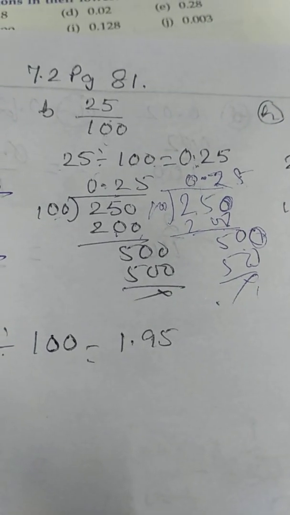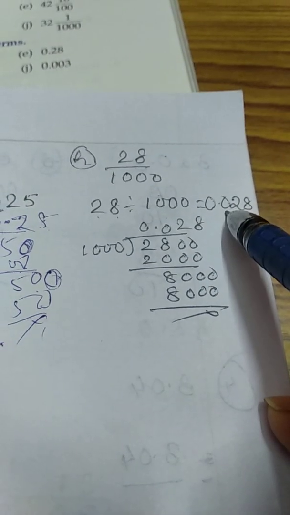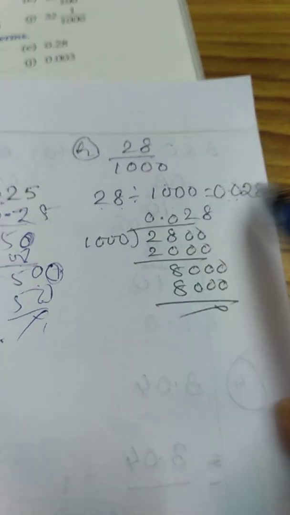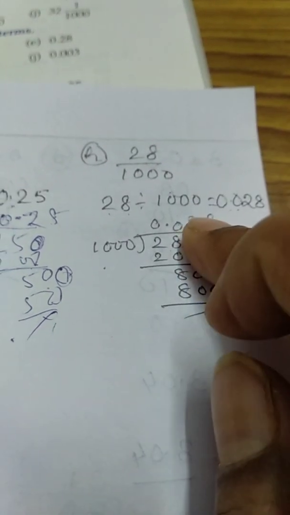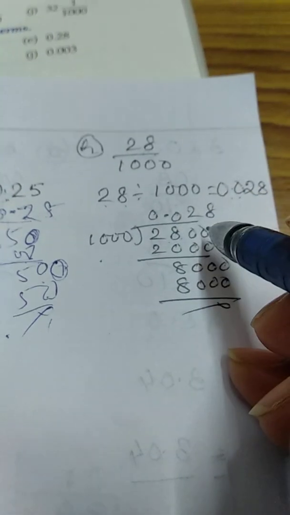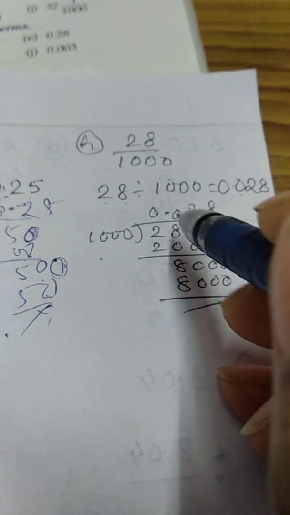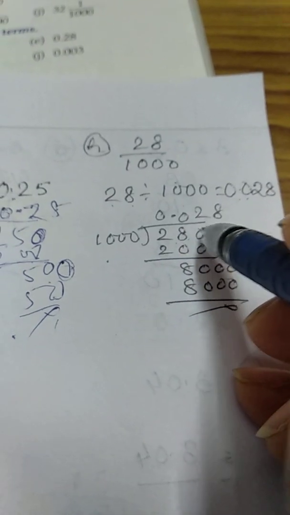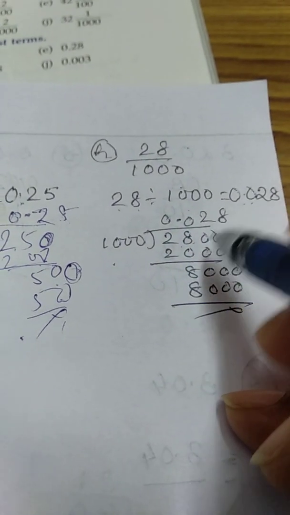Let's do the next one. This I have taken out of 1000, 28 by 1000. 28 divided by 1000. Only 28 is there, it cannot be divided, so I gave 0, and after giving the point I gave 2 zeros. I can give as many zeros as needed. First 0 I gave, it didn't work, so second 0 again I gave, so 0.028.